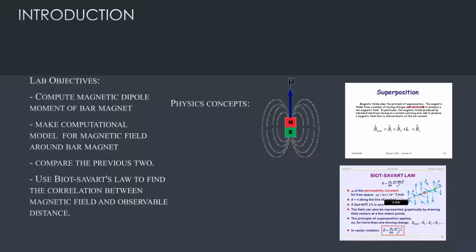The main objectives are to compute the magnetic dipole moment of a bar magnet, and then make a computational model for the magnetic field around the bar magnet, and then we compare the previous two. We use Biot-Savart's law to find the correlation between magnetic field and observable distance. We use the concept of superposition as well.